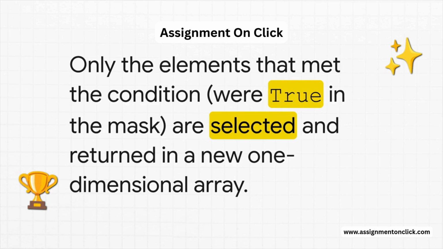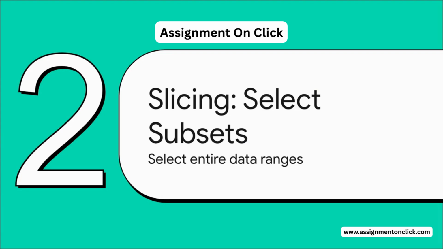I mean, think about that. In just 2 simple, readable lines of code, we performed a really sophisticated filtering operation on our entire dataset, and it was ridiculously efficient. Okay, so we've gone from pinpointing a single piece of data to filtering based on a condition. Now let's build on that. Let's learn how to grab entire chunks, like whole rows, or specific columns, or a block of data, all at once. And for that, we use slicing.